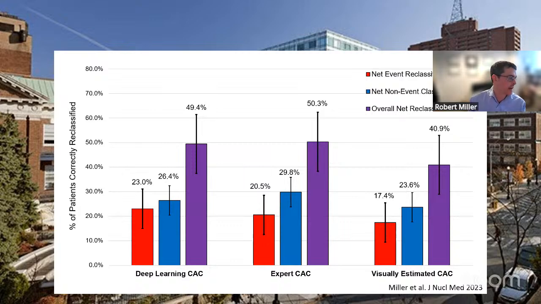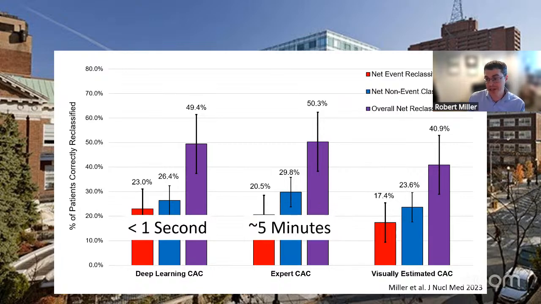The biggest difference is the time it takes. Deep learning takes less than 1 second. Expert reader, 5 to 10 minutes, depending on how long you're going to spend on it. On the right is just the visually estimated calcium scores that I showed you before. They don't quite provide the same risk reclassification as you get from a total score. So maybe there's some benefit of just running this deep learning model in the background and getting a score on your CTACs.